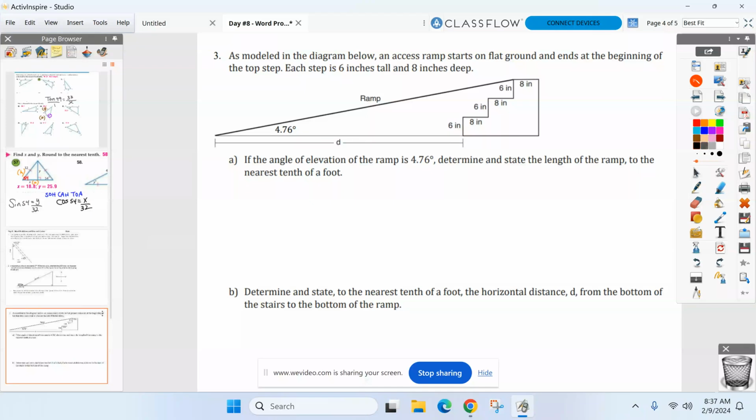All right, so you guys can see here, we got some steps. Everything's labeled for us. We got an angle of 4.76 degrees. Part A says find the length of the ramp. All right, so I need to find this length of the ramp. That's what I'm looking for right there, the length of that ramp.